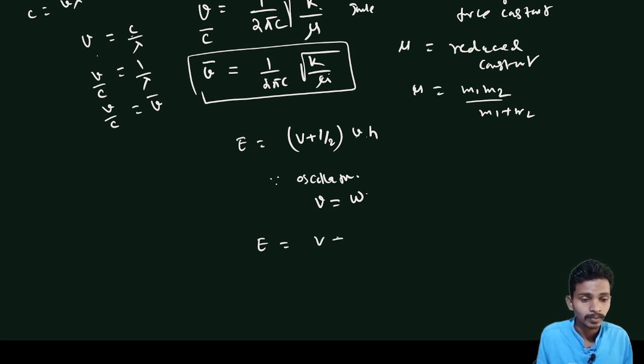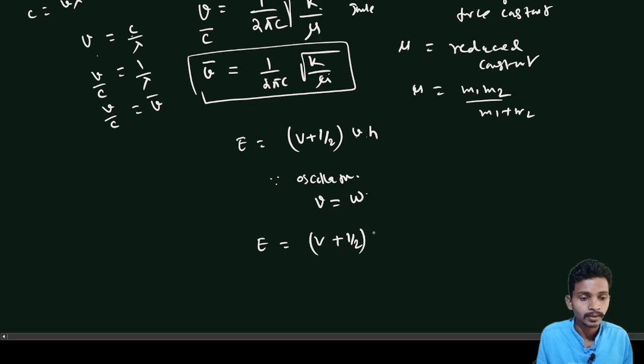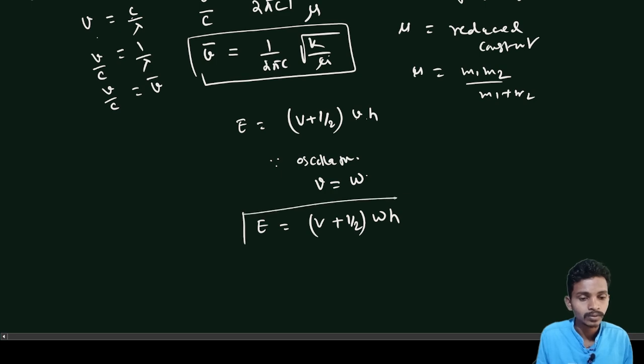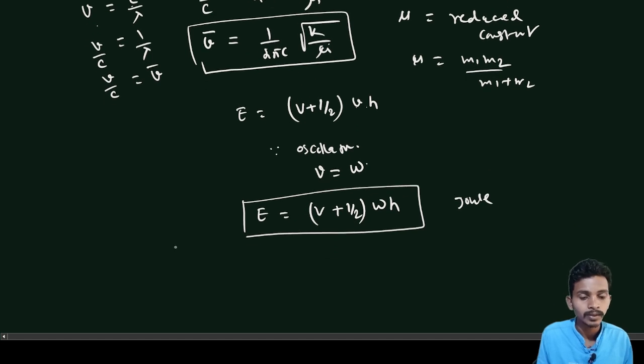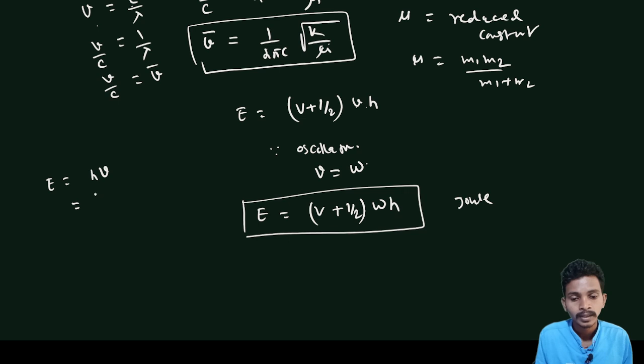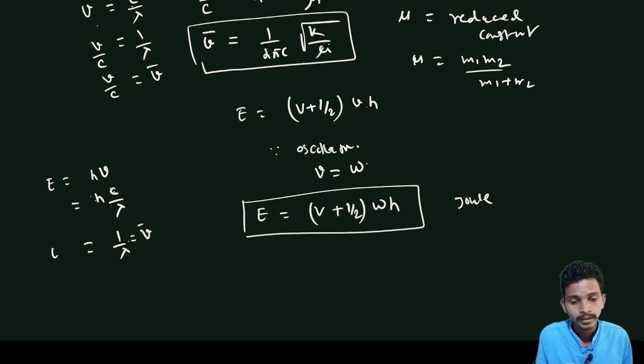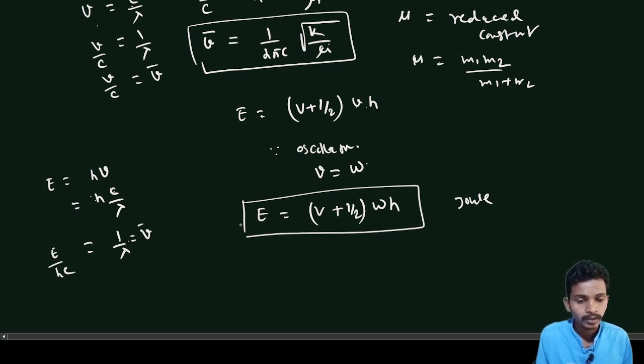Then what I write, v plus half omega h. Now this is in joule, so I want this in centimeter inverse. So what I will do, we know that E equals h nu, and h nu equals h c upon lambda. Then I want this 1 upon lambda, because this is the wave number, that is centimeter inverse. So to get this value I have to divide it here.